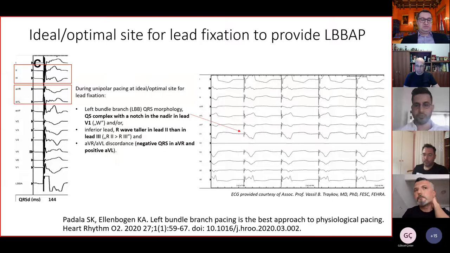It is necessary to find the ideal or optimal site for each fixation to provide left bundle branch area pacing during unipolar pacing. At this optimal site for each fixation, we look for QS complexes with a notch in the nadir in lead V1. Other useful criteria for determining the ideal site are when, during pacing, we observe R waves taller in lead II than in lead III, as well as aVR and aVL discordance. So we look for negative QRS complexes in aVR and positive in aVL.